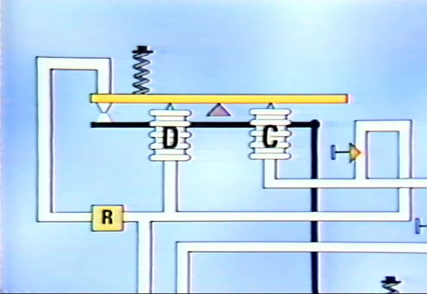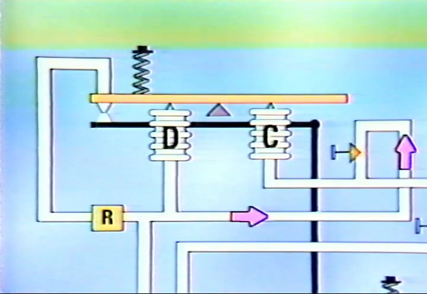Now let's concentrate on how the controller provides reset action. The D bellows is the feedback bellows. It would pressurize as output increased in an attempt to rebalance the controller. This would cause the beam to tip in the opposite direction, as was the case when the C bellows expanded, and attempt to pull the nozzle away from the flapper.